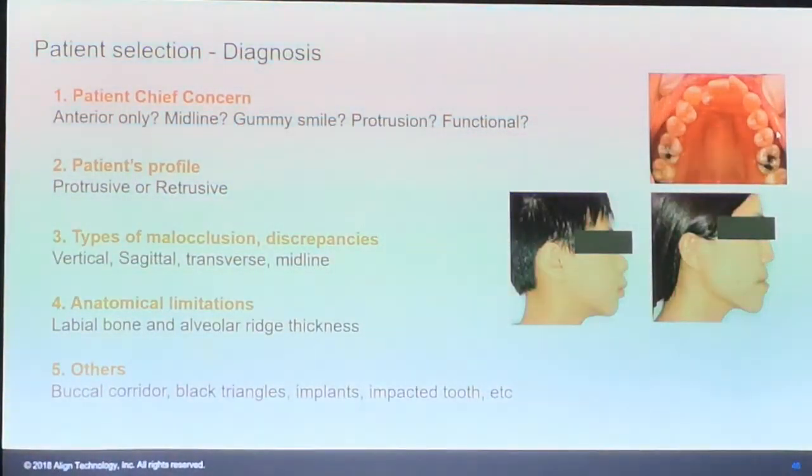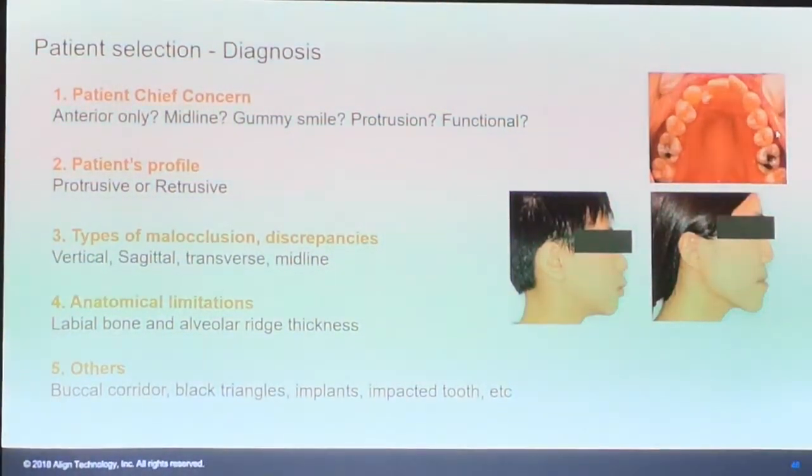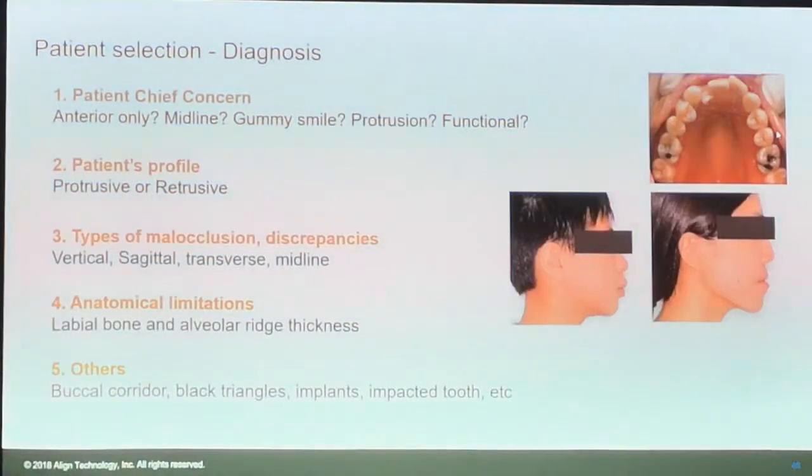And also you should check if the patient has black triangles on the anterior teeth, and check if the patient has an implant or impacted tooth. Because with an implant and an impacted tooth, these two things you cannot move. So if the patient has an implant or impacted tooth, you have to write in the prescription form that this tooth should not be moved.